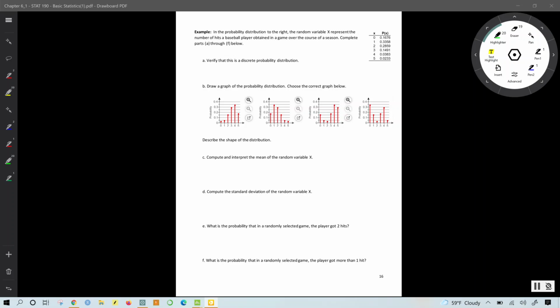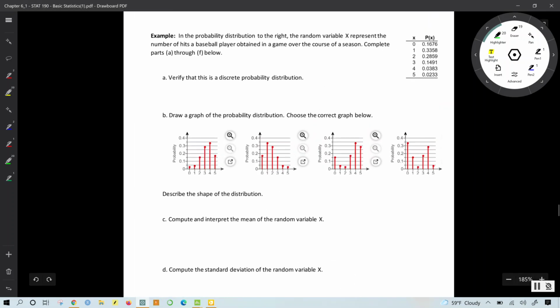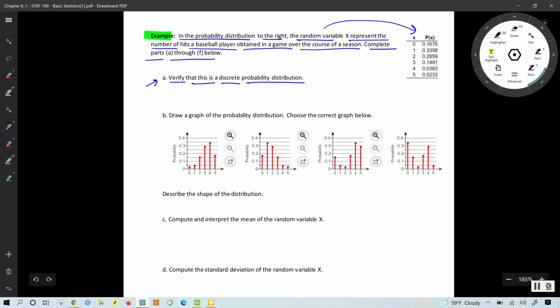In this video, we would like to proceed to the next example. In the probability distribution to the right, the random variable x represents the number of hits a baseball player obtained in a game over the course of a season. Complete parts A through F below. Question A. Verify that this is a discrete probability distribution.